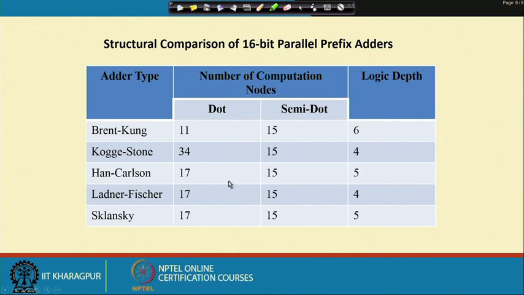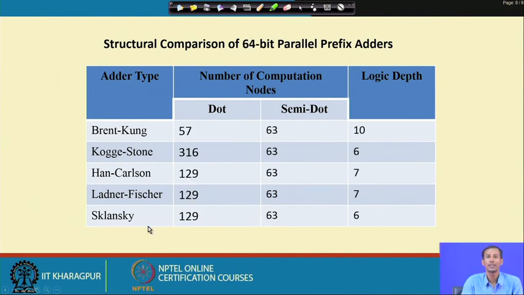So, this is for 16 bit and this is for 32 bit. Here you see that it is 5, and for 64 bit it is 6, because that is log base 2 of n. So, for n equal to 64 this will be 6, for 128 this will be 7, but the number of dot operations is on the higher side compared to this particular 5.